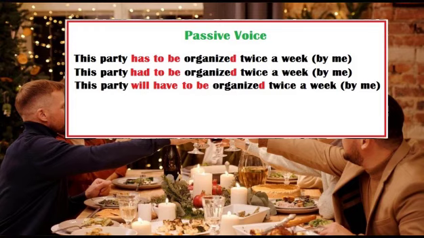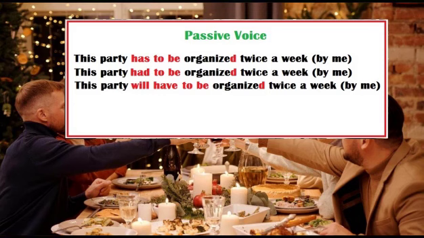So passive voice can be made: this party had to be organized. Yes, this party had to be organized. ये party organize होनी थी. And if you want to add further information to this sentence, by whom this party was organized, you can say this party had to be organized twice a week by me.